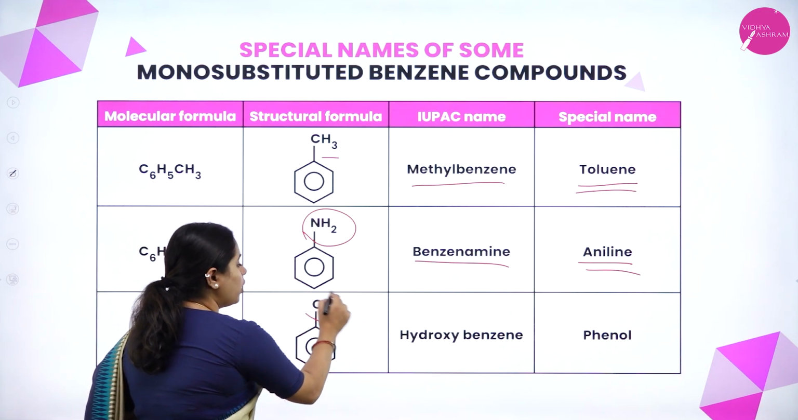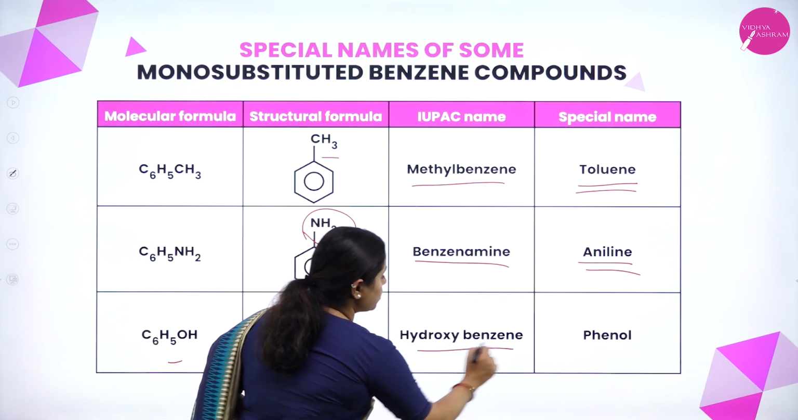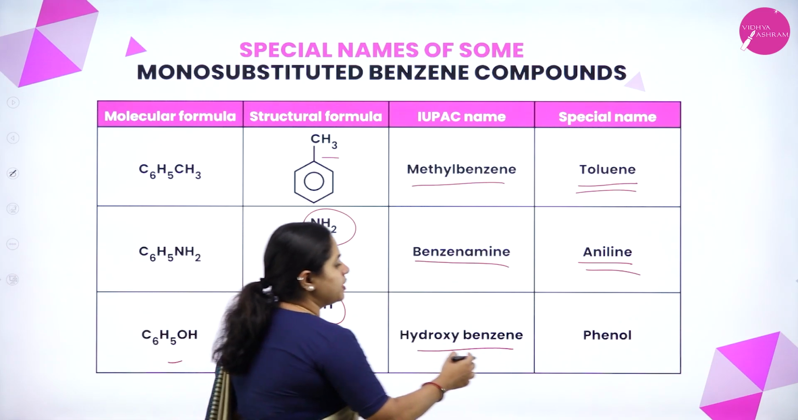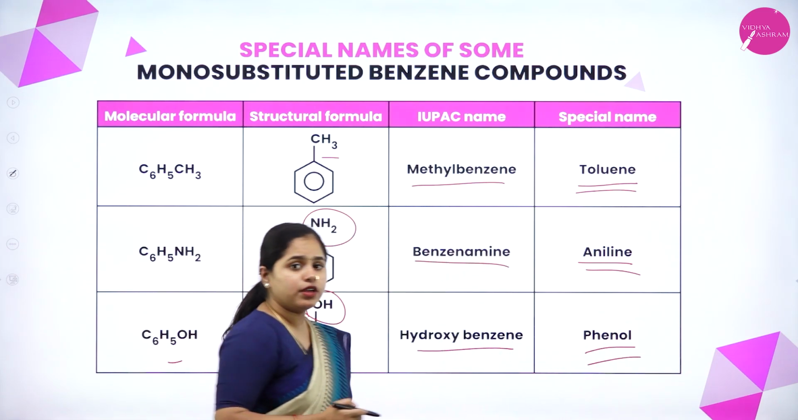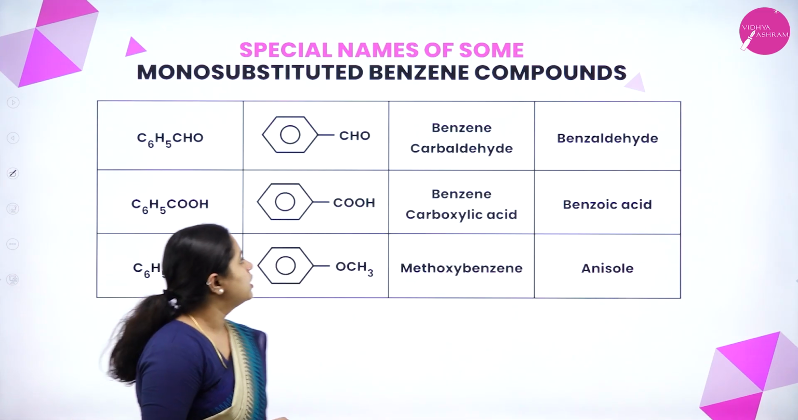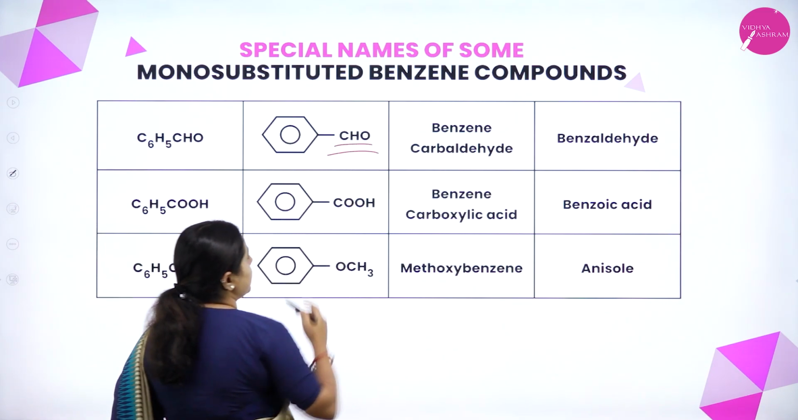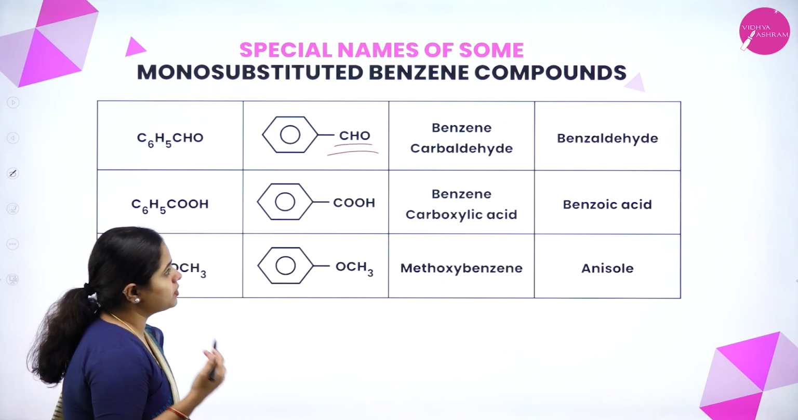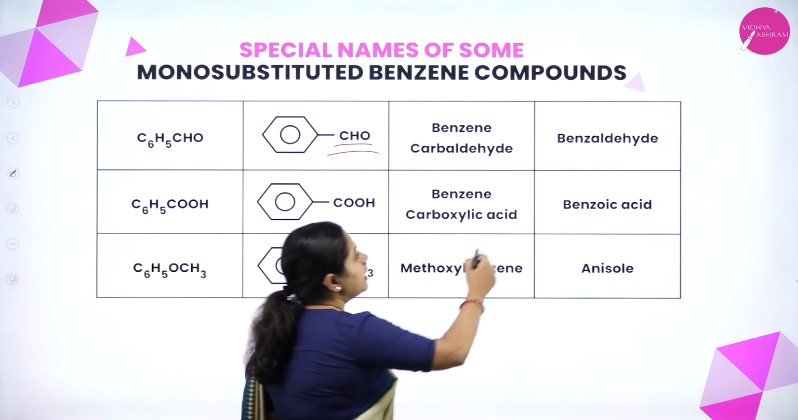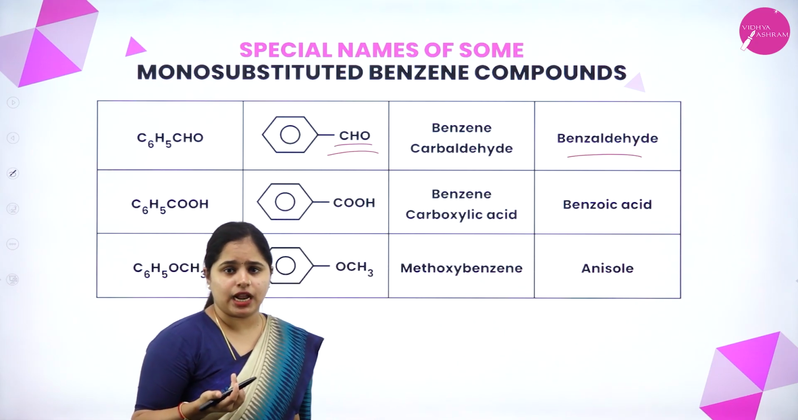Next one is OH group present as substituent. The IUPAC name will be hydroxybenzene. Yes, hydroxy and benzene, right? But the special name is phenol. So wherever you see this organic compound, it will be generally named as phenol, right? Now moving on to the next one, benzene ring and an aldehyde group present as substituent. So the IUPAC name is benzene carbaldehyde, but the common name that we use is benzaldehyde. The special name is benzaldehyde.